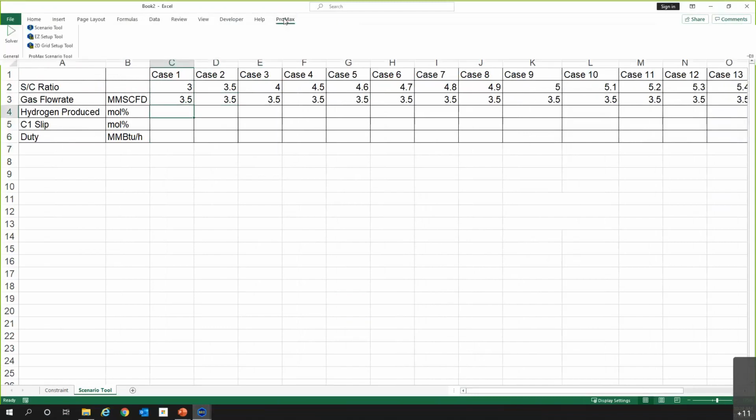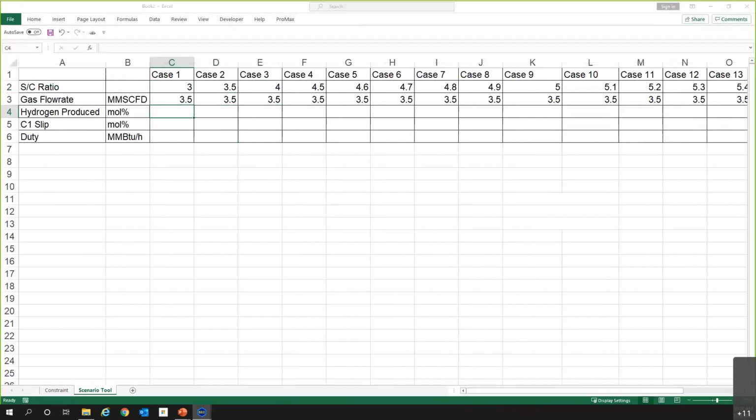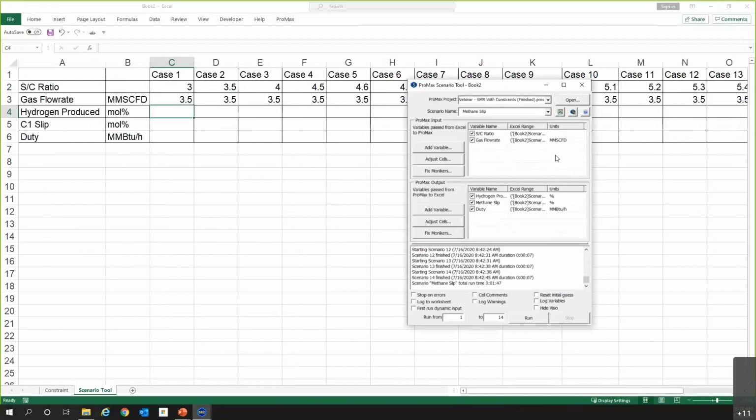To do that, you'll create a scenario tool. As you can see here at the top, we have our ProMax inputs, which are variables passed from Excel to ProMax. You can see we've added our steam to carbon ratio and our gas flow rate. On the bottom, we have our ProMax outputs. These are variables passed from ProMax to Excel. Here we have our hydrogen produced, our methane slip, and our duty. Once we've set this up, we can go ahead and click Run and let ProMax do the heavy lifting for us.